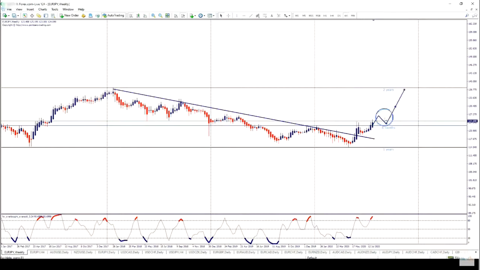Okay. The thing about the weekly time frame is that it engulfs or encapsulates so much in its candles that these trends on the weekly are a lot stronger than the trends on the daily.